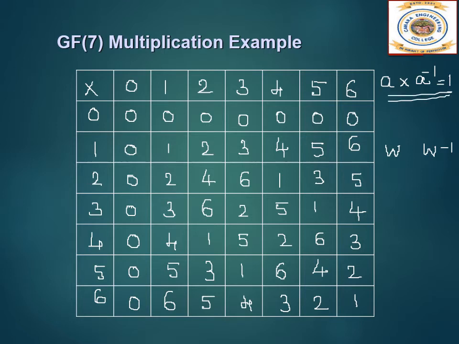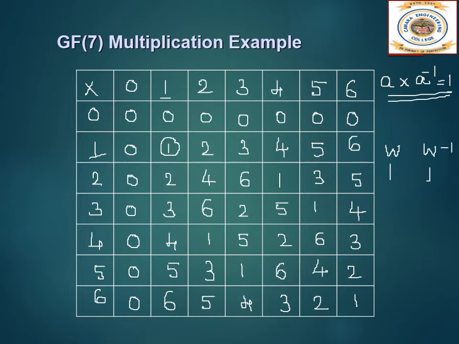Now let me take the number 0. For 0 I don't have a multiplicative inverse. Let me take 1. So when I multiply 1 with which number do I get 1? When I multiply 1 with 1, I get the result to be 1. So the multiplicative inverse of 1 is 1.